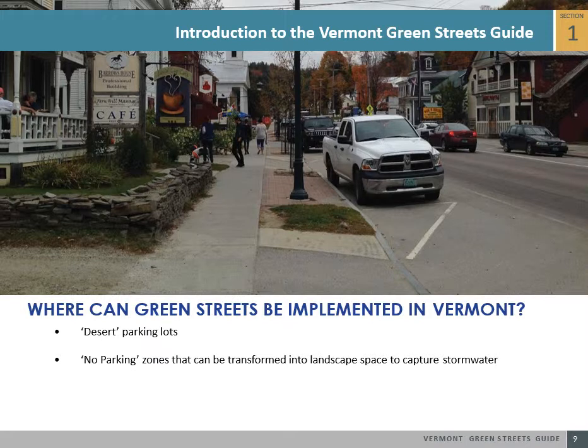Another place they can be implemented are in no parking zones that could be transformed into landscape space to capture stormwater. As you can see in this image, next to this white truck, there is a bit of grass, but there's also a lot of brick. So maybe that brick could be taken out and replaced with more grass or shrubs.